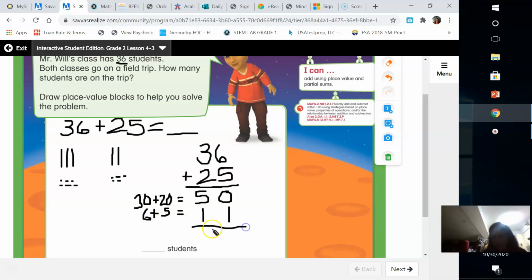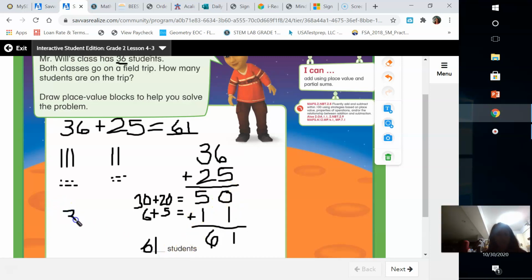Now we can add these two together and get our sum for this problem. 0 plus 1 is 1. 5 plus 1 is 6. 36 plus 25 equals 61. There are 61 students going on the field trip. Okay? Just a different way to do it.